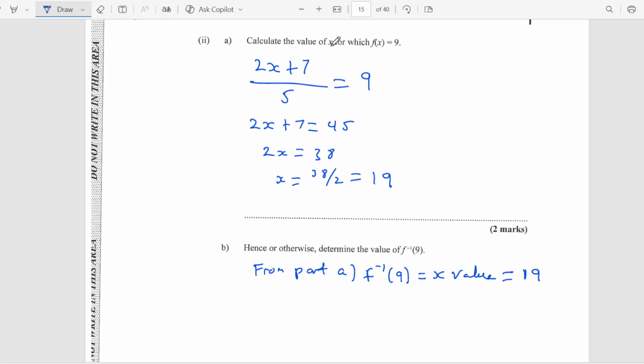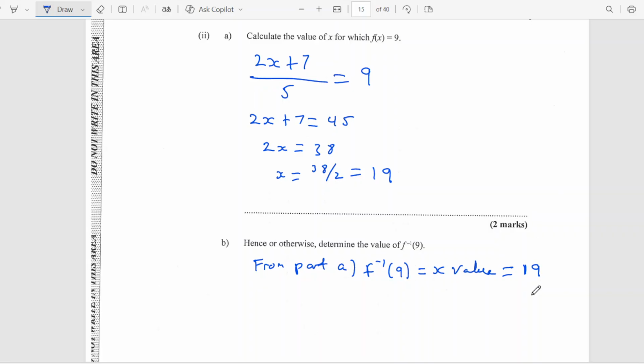Right, that is why here they actually find the value of x for which f of x is 9. So when you put in 9 and solve for x, we get 19. Here now they tell you the f inverse of 9. So now they're taking the 9 and putting it in the inverse. So you're working this backwards. So obviously you'll get this as your answer.